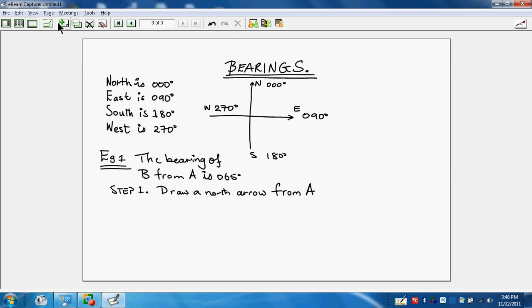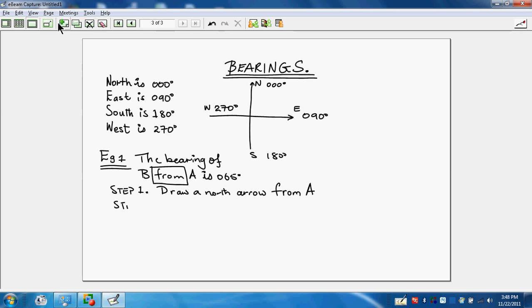And it is critical that we know where to start from and where to draw a north arrow from. And that is told to us all the time in the question, because they always say the bearing of somewhere from somewhere else. And it is this word from that tells us where we have to start our drawing from. We always start from wherever they tell us. In this case, they tell us from A. So we are going to start from A, put a point down on the paper, and draw a north arrow.